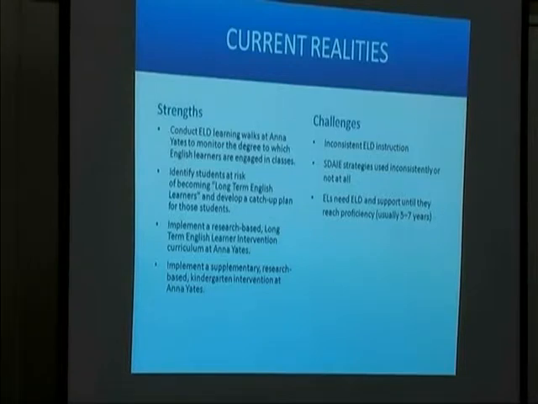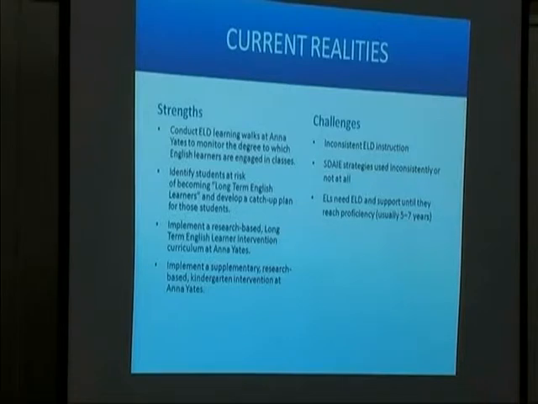So some of the changes that have been made and some of the strengths of our program right now is that we're doing the learning walk still, and we're seeing progress in the teaching strategies being implemented. We have identified our long-term English learners at Anna Yates and at the high school, and we developed catch-up plans for those students.